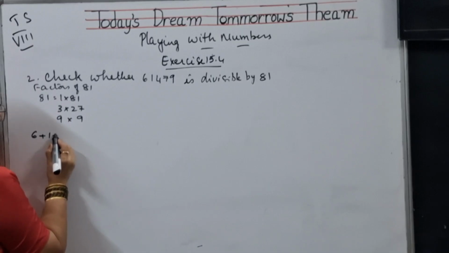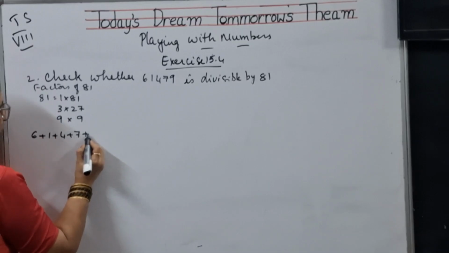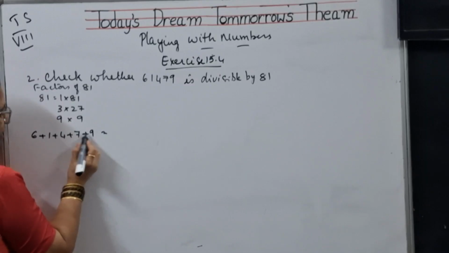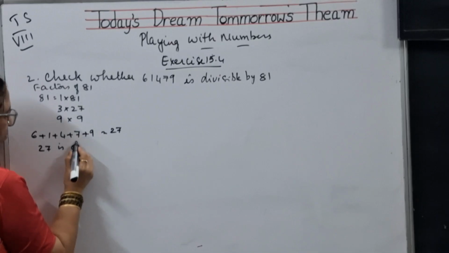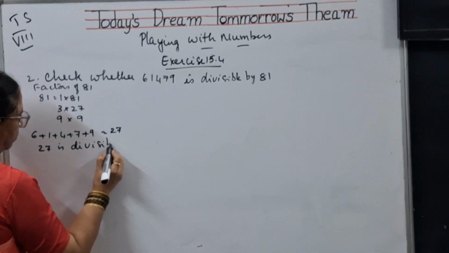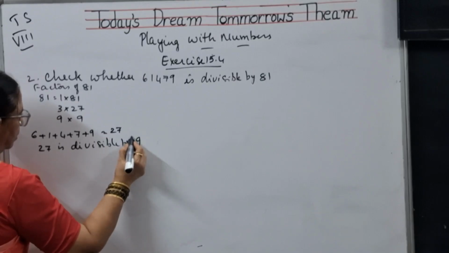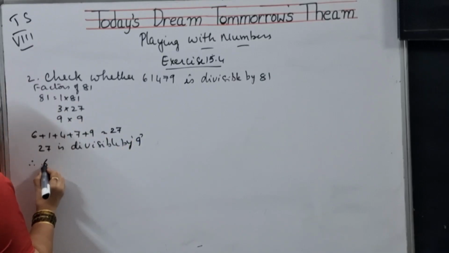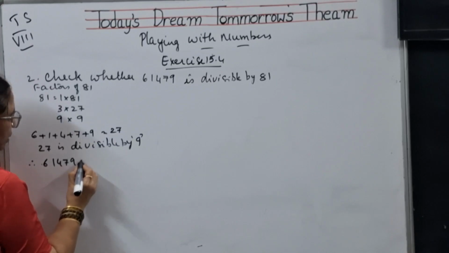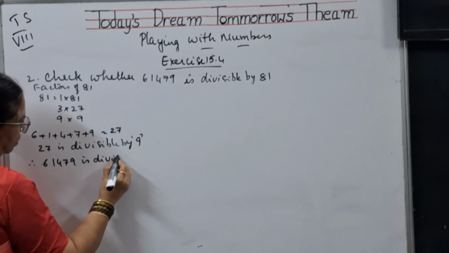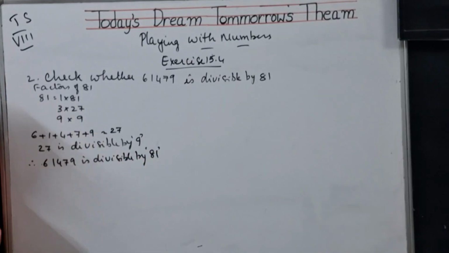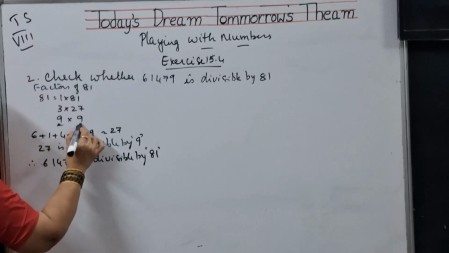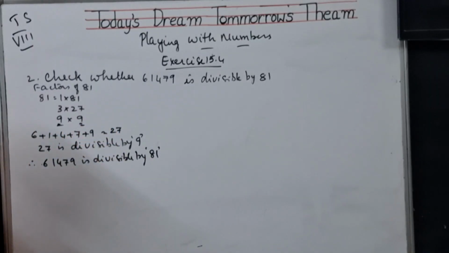6 plus 1 plus 4 plus 7 plus 9 is equal to 10, 18, 27. 27 is divisible by 9. Therefore, 61479 is divisible by 81. This is the answer, children, because both of them are 9 and 9. Once you find out, it's enough. It is divisible by 9, so it is divisible by 81.